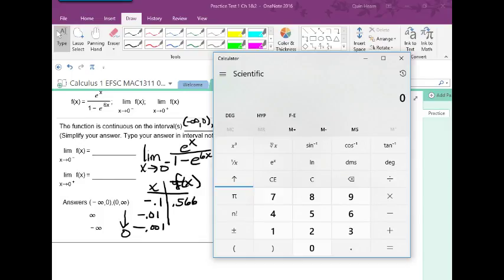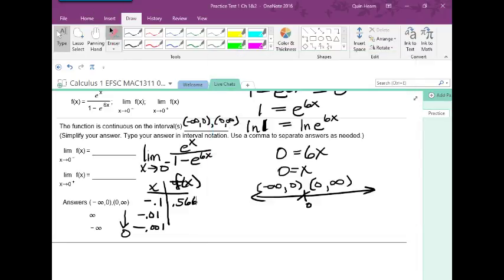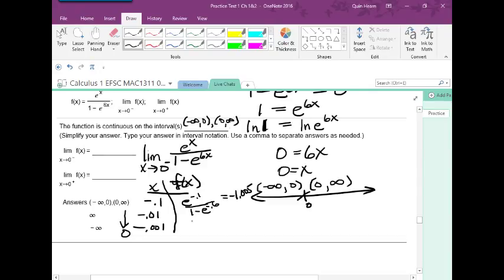I'm redoing the first part because I think that I forgot to plug the 6 in. So this is going to be e to the negative 0.1 over 1 minus e to the negative 0.6. Yeah, I think that actually comes out to negative 1.005. If you could check for me.